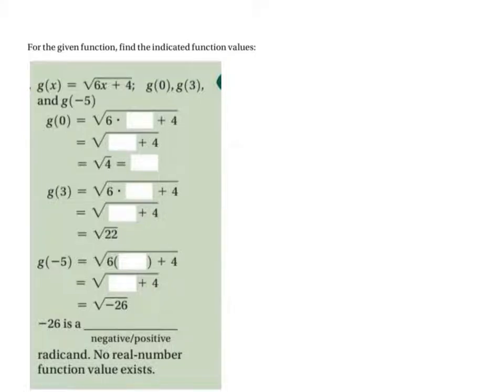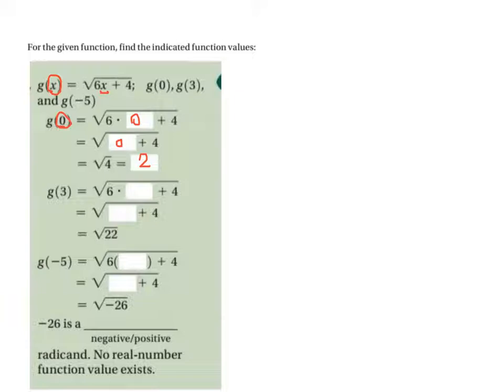So g of 0, that means we have to replace x by 0. We have to replace each x inside this expression by 0. We have only one x, so we replace x here by 0. So 6 times 0 is 0, 0 plus 4 is 4, and we know that radical 4 is 2. What about g of 3?